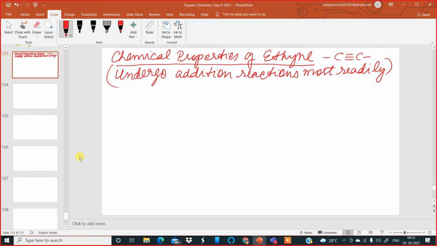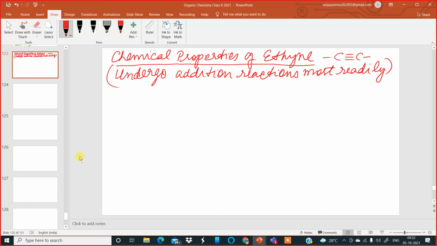So this is an important point to remember. Ethyne has a carbon-carbon triple bond. That is why there will be breaking of a bond and making of new bonds. That means you can add something to ethyne. You can add hydrogen, you can add halogens, you can add haloacids, you can react with ozone, addition of oxygen.